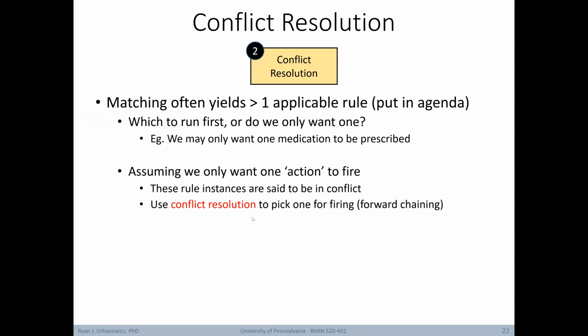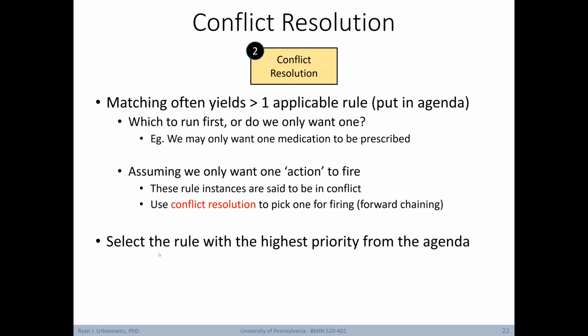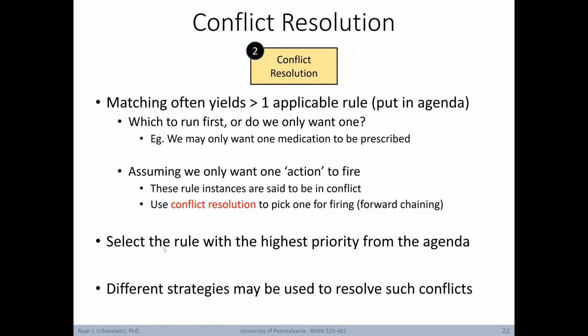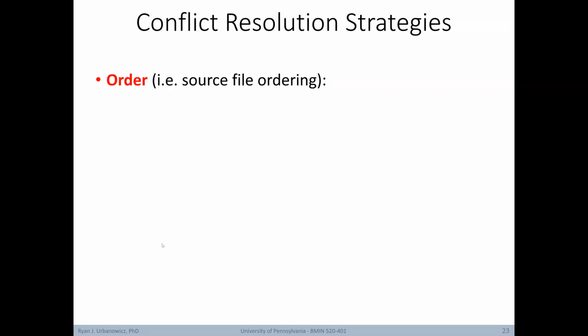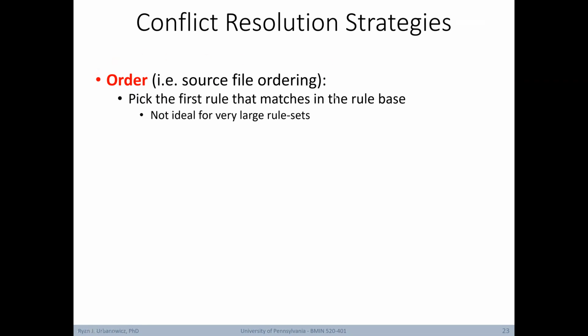In this case, we'll assume we're doing forward chaining still. One way to achieve this is to select the rule with the highest priority from the agenda. But there are different ways to assign priority, and there are different strategies that can be used to resolve such conflicts. Here's some of these conflict resolution strategies. The first is order, or the source file ordering. Basically, this just means to pick the first rule that matches in the rule base based on how the rules are actually ordered in the file.